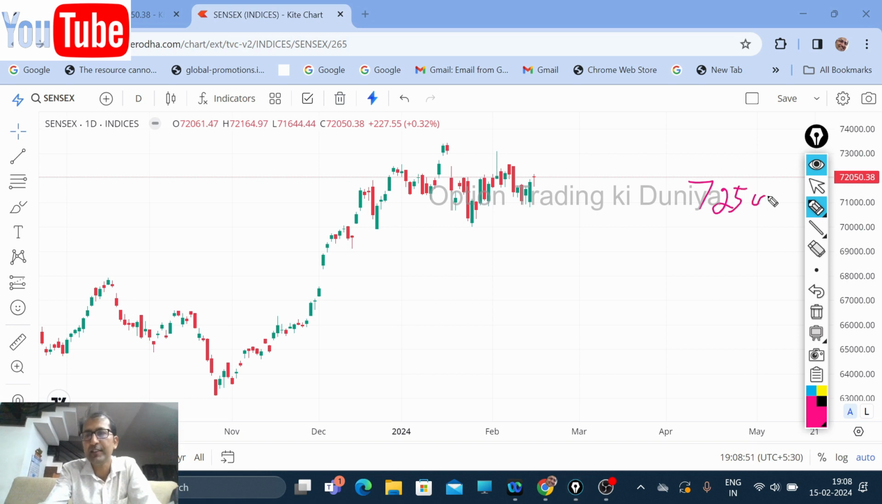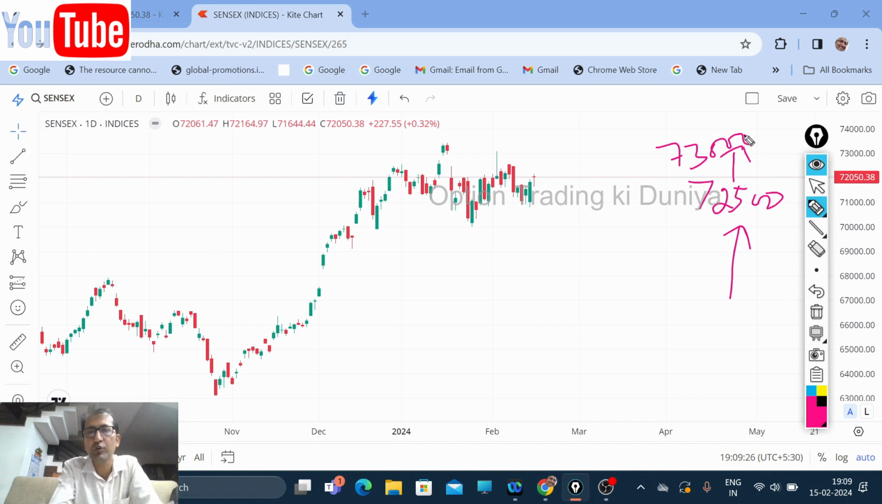Now if Sensex crosses 72,500, and you take a hero or zero call, you can get it for 50-70 rupees. You can buy it because it can almost reach 73,000. There is a possibility.